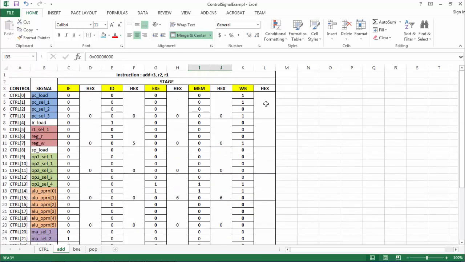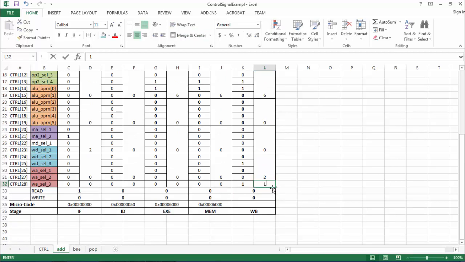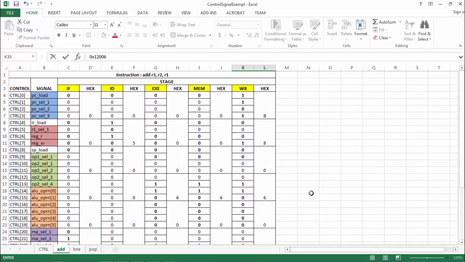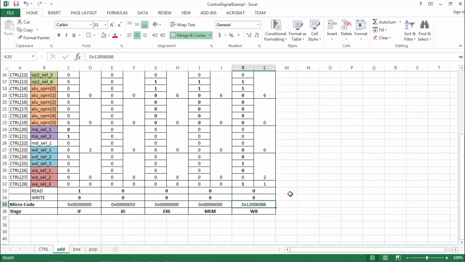And then I have something interesting here, which is like 8, 10, 11, right, which is B. 8 0 6 0 0 2 1. Okay, so like 1 2 0 0 6 0 8B 0 8B. So this is my microcontroller code at the write-back stage for the add instruction.